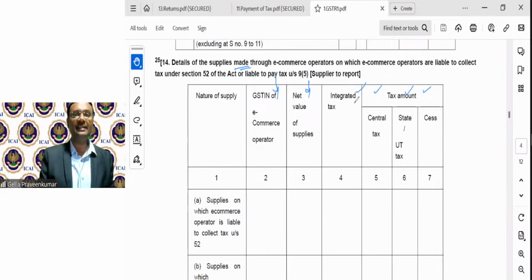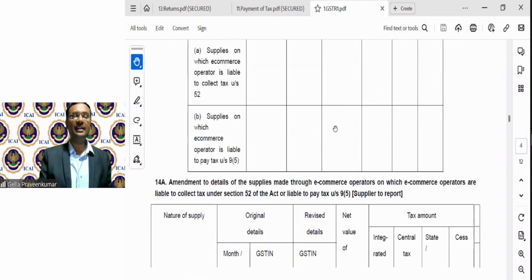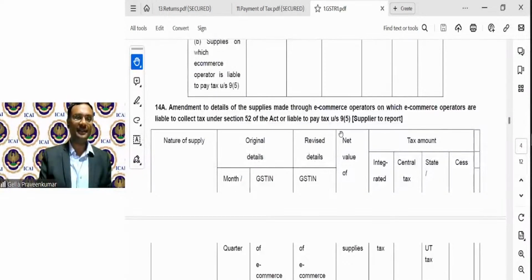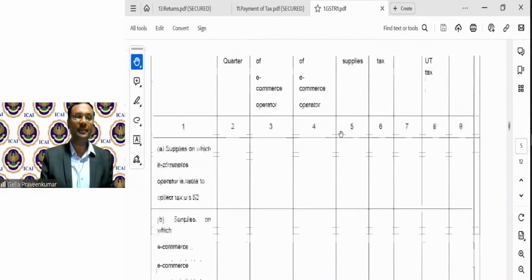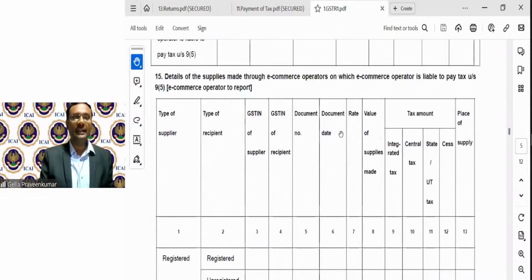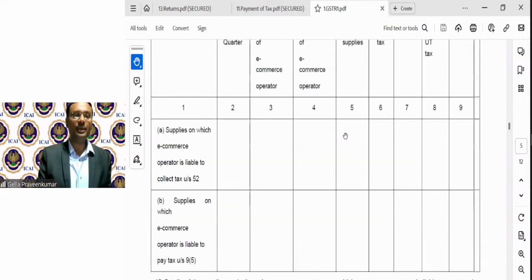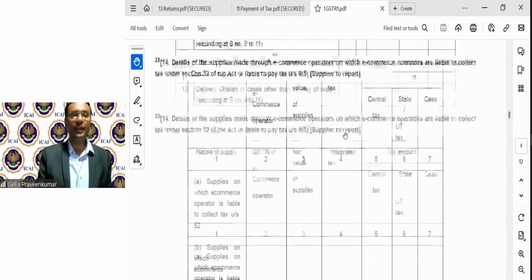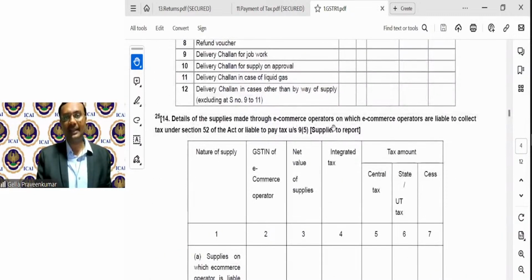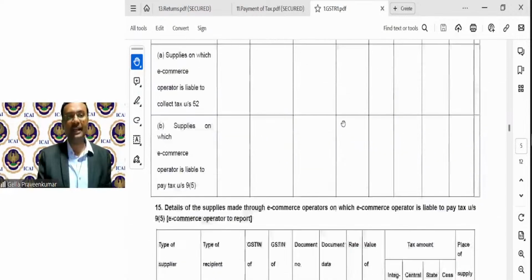So these are the relevant data which travel for the purpose of reconciliation when returns are filed under section 37. Then amendment to table 14. Details of supply made through e-commerce operator on which e-commerce operator is liable to pay tax under section 9(5). E-commerce operator to report. Table number 14 will be done by supplier.